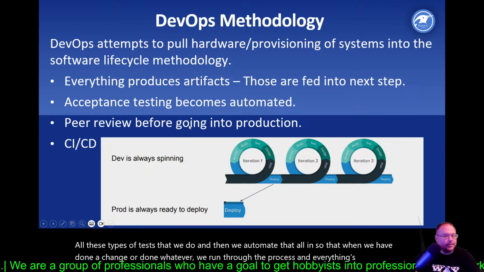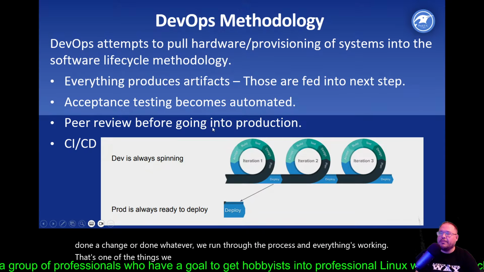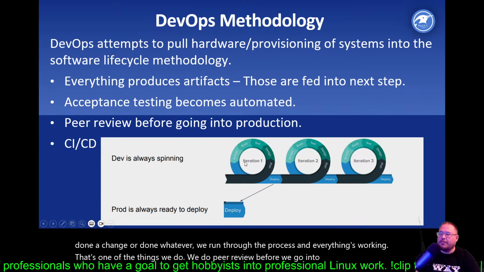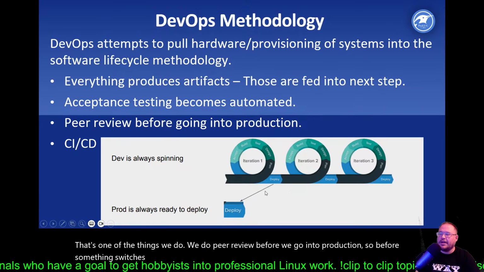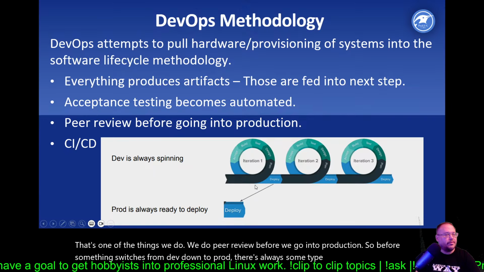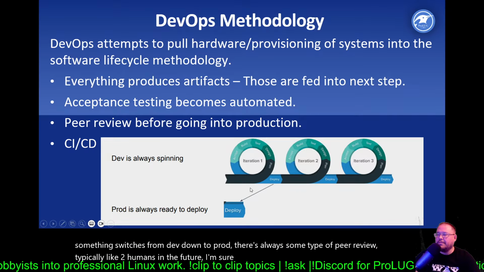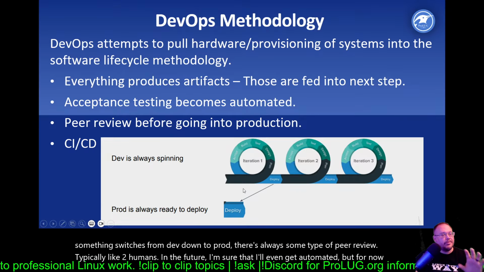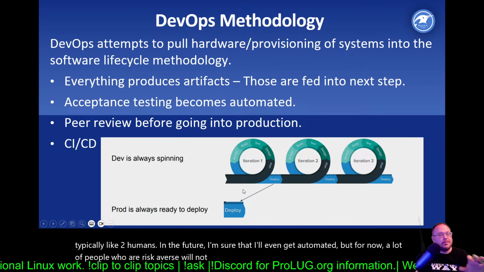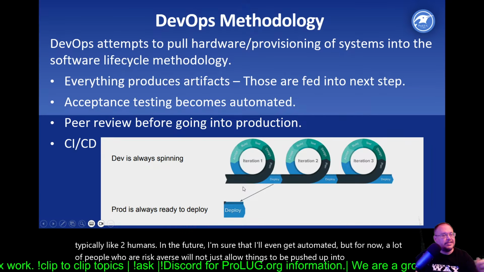That's one of the things we do. We do peer review before we go into production. So before something switches from dev down to prod, there's always some type of peer review, typically like 2 humans. In the future, I'm sure that'll even get automated. But for now, a lot of people who are risk averse will not just allow things to be pushed up into prod without a human seeing it happen.